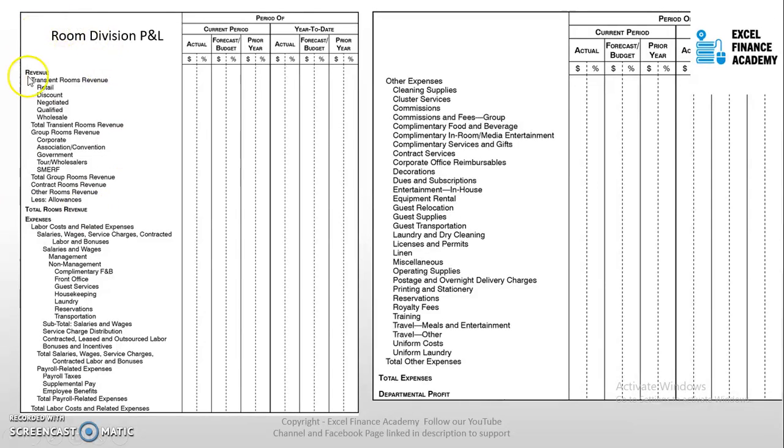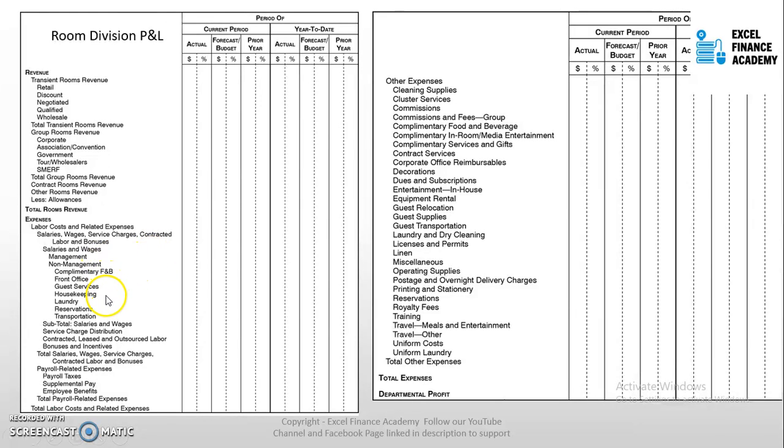We did look at the room revenue, which is segregated by business segmentation, like transient business divided into retail, discounted, negotiated, and other qualified wholesale. And then you have group room revenue, which we discussed in our previous videos, so you can refer back. And then you have expenses, which are divided into labor and non-labor expenses. Labor is further divided into various categories, management and non-management.